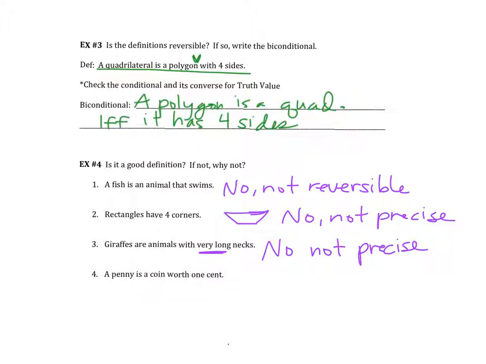Number 4, a penny is a coin worth 1 cent. Good definition? That's a good one. You can reverse it, right? If a coin is a penny, then it is worth 1 cent. If a coin is worth 1 cent, then it is a penny, okay? Now, some may argue, what if you go to a different country and our penny is the same as their whatever, but it's only going to be the same for a little while. It's not a constant, because money is always changing value in terms of inflation and whose dollar is worth more right now. So this we would say is a good definition. Okay, any questions on that?